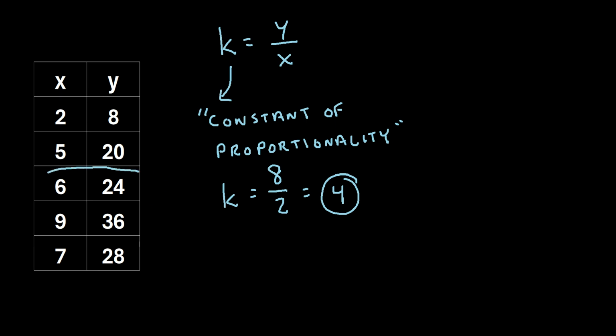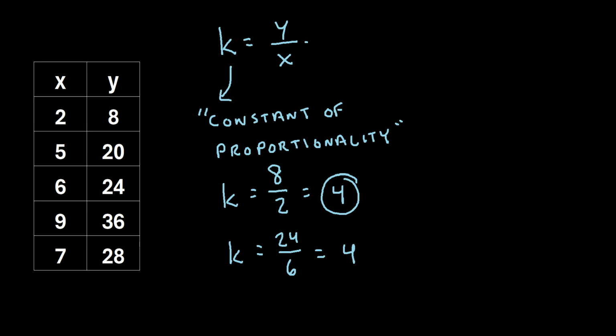So for example, let's say we pick this row instead. We would calculate k as the y value, 24, divided by the x value of 6. So 24 divided by 6, that's also equal to 4. So no matter which row you pick in the table, you should get the same value for the constant of proportionality.